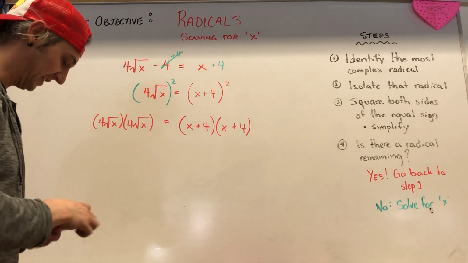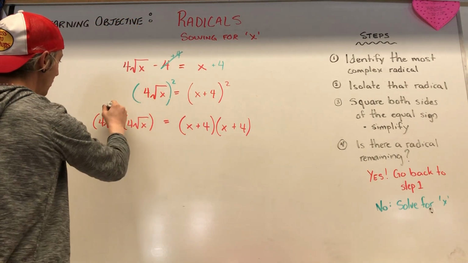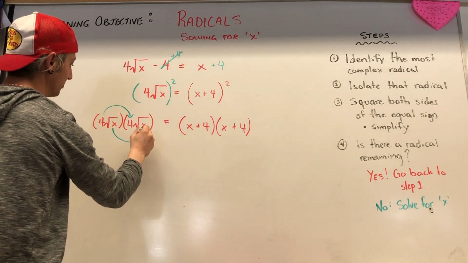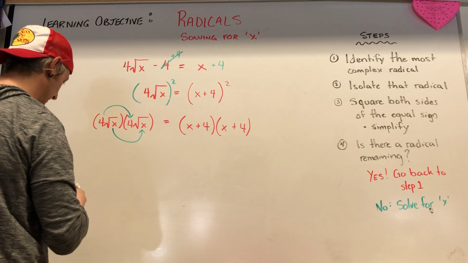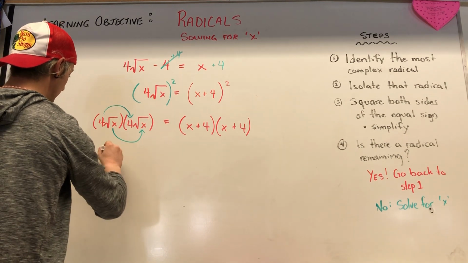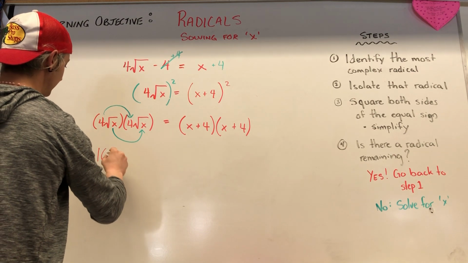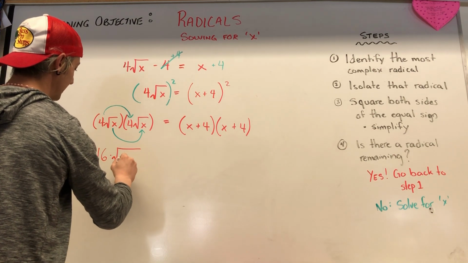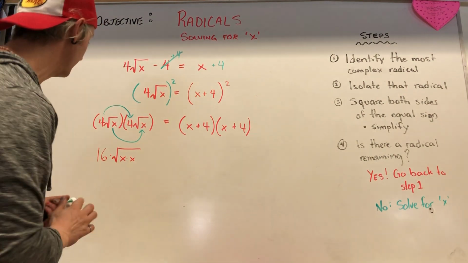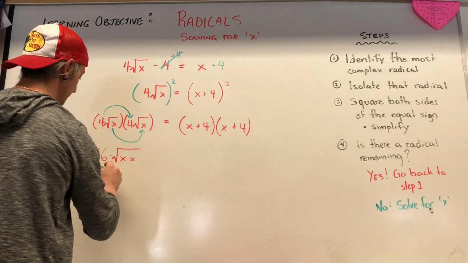So on the left side, the 4 is going to multiply with the 4, and the root x is going to multiply with the root x. So then I'm going to get, on this side, 16 times x, or x squared. And the square root of x squared is just x.